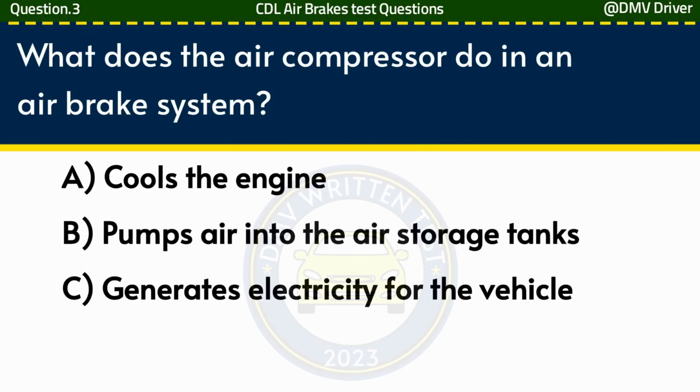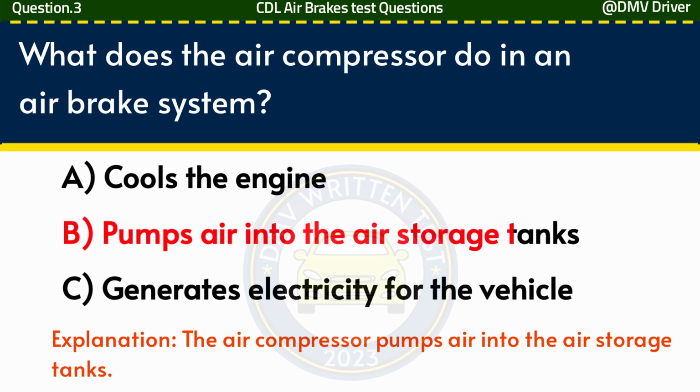Question 3. What does the air compressor do in an air brake system? A. Cools the engine. B. Pumps air into the air storage tanks. C. Generates electricity for the vehicle. The correct answer is option B. The air compressor pumps air into the air storage tanks.